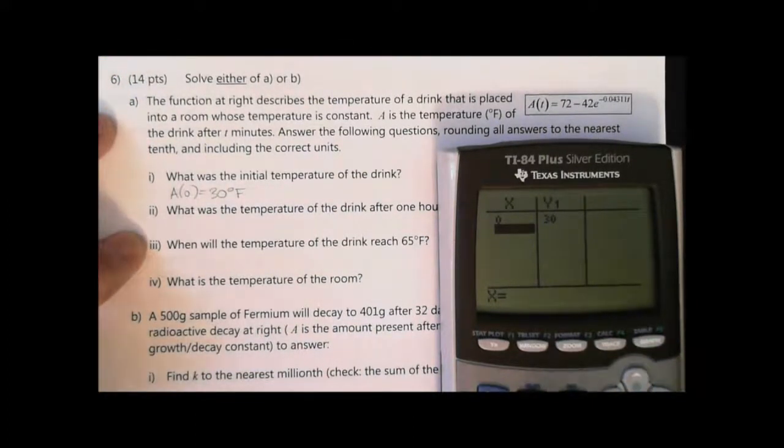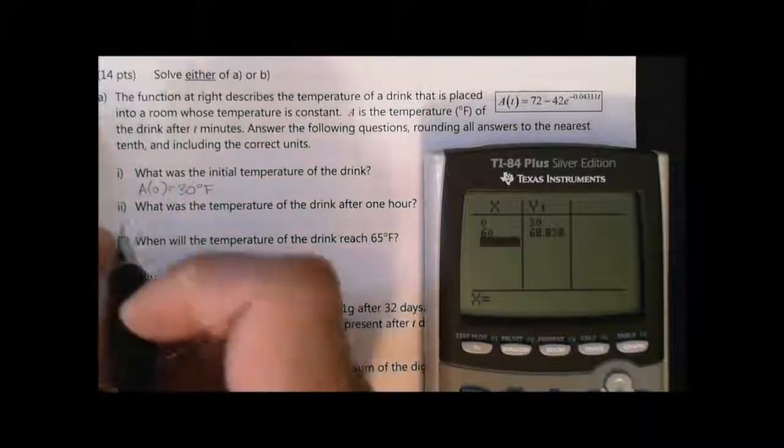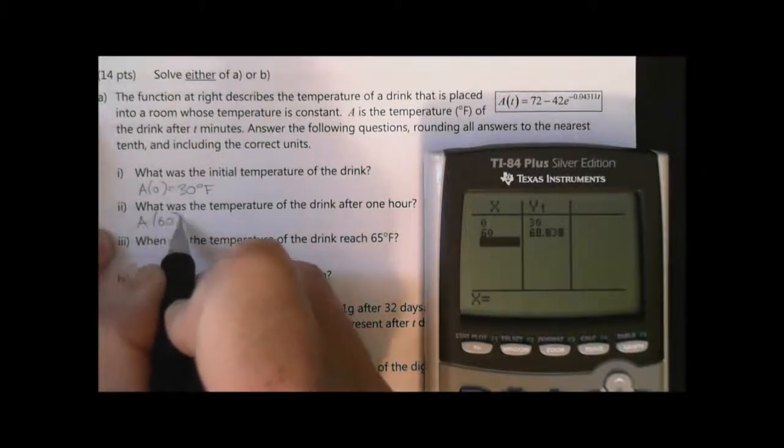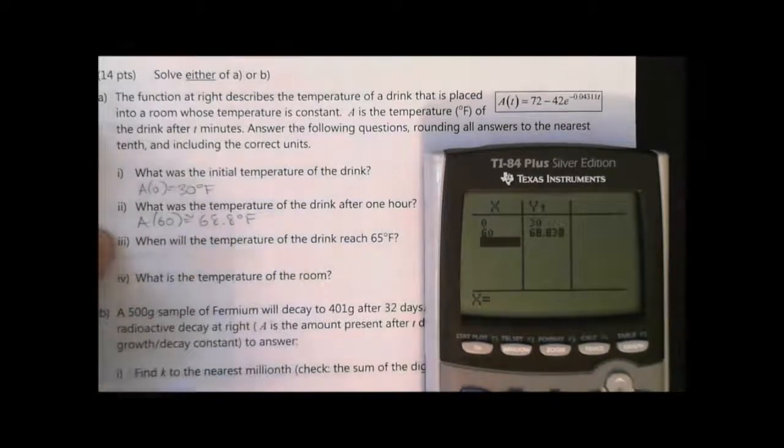What was the temperature of the drink after 1 hour? Well, after 1 hour, it's 68.8 degrees Fahrenheit. And again, 1 hour is 60 minutes.